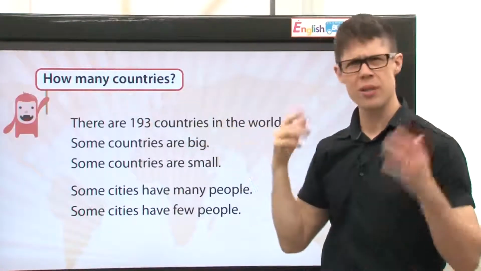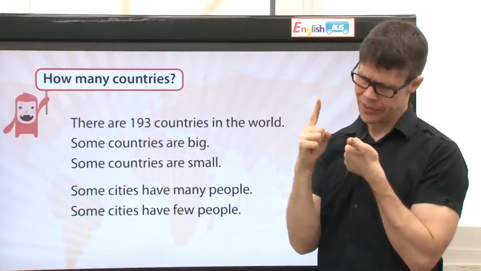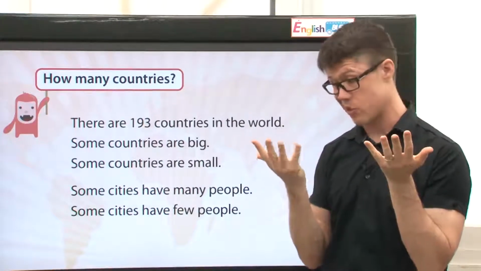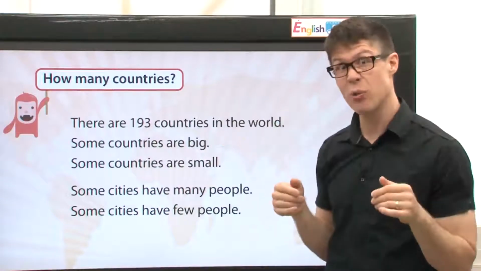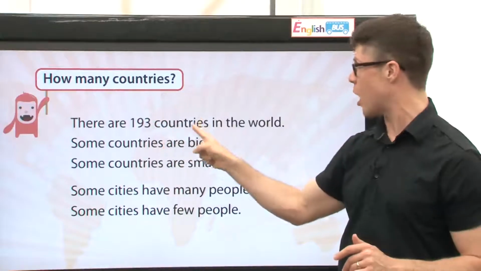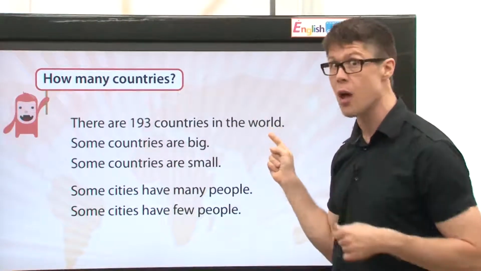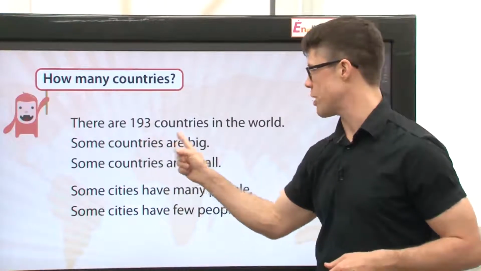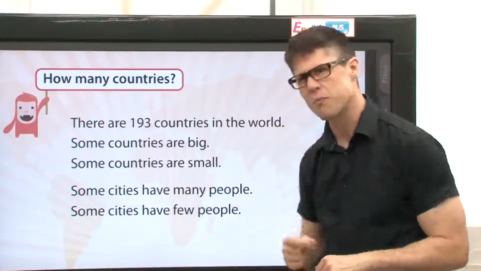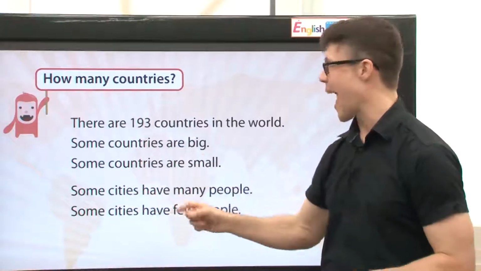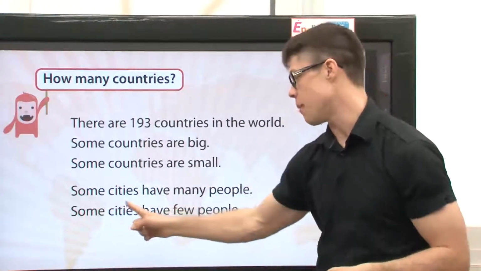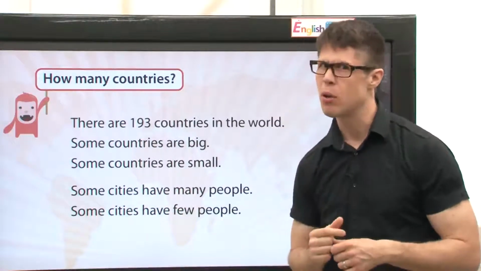How many countries? Korea, Japan, China, Brazil, Canada, USA, Australia, England, France, Germany. 10? I don't know. There are 193 countries in the world. Wow, that's a lot of countries. Some countries are big. Some countries are small. Some cities have many people, millions and millions of people. Some cities have few people, only 1,000 people.